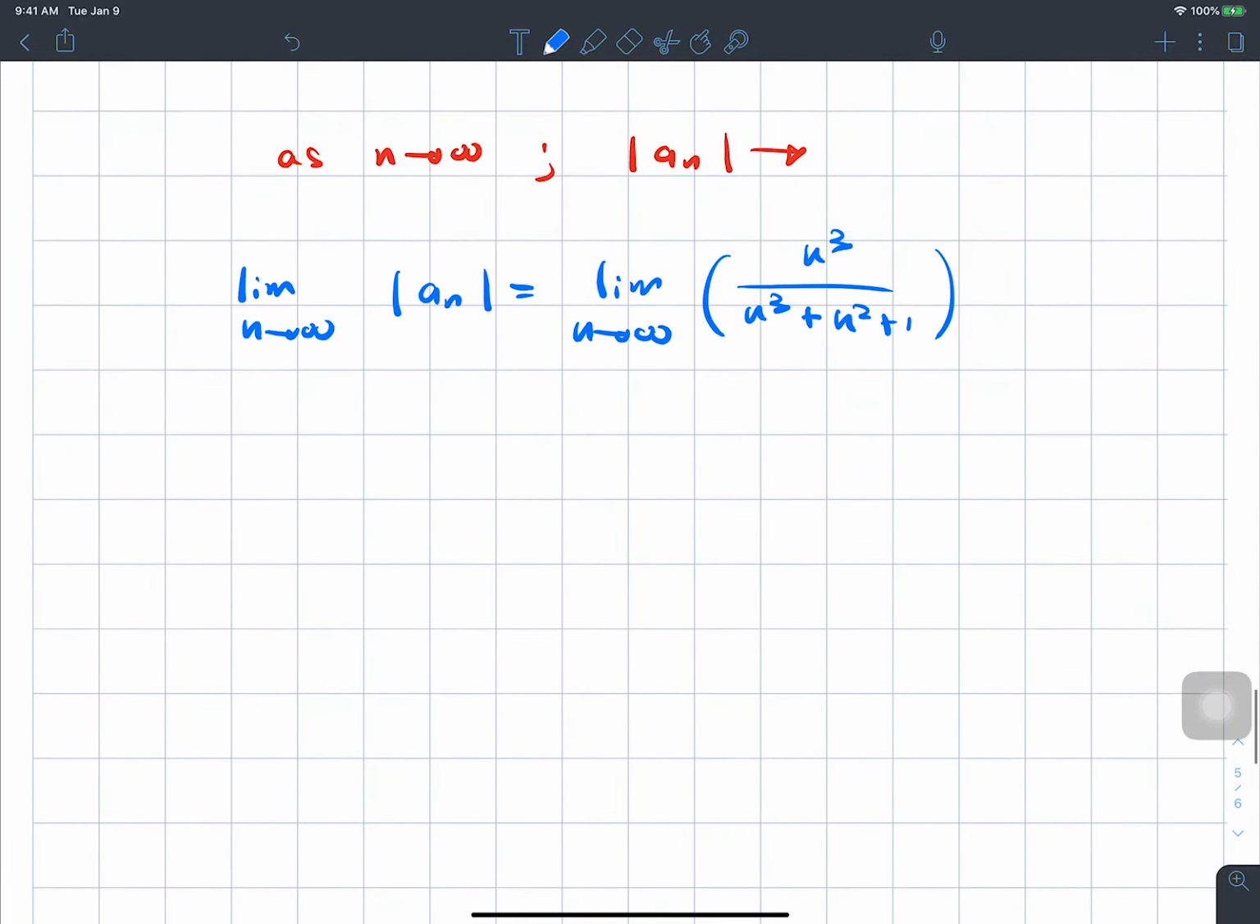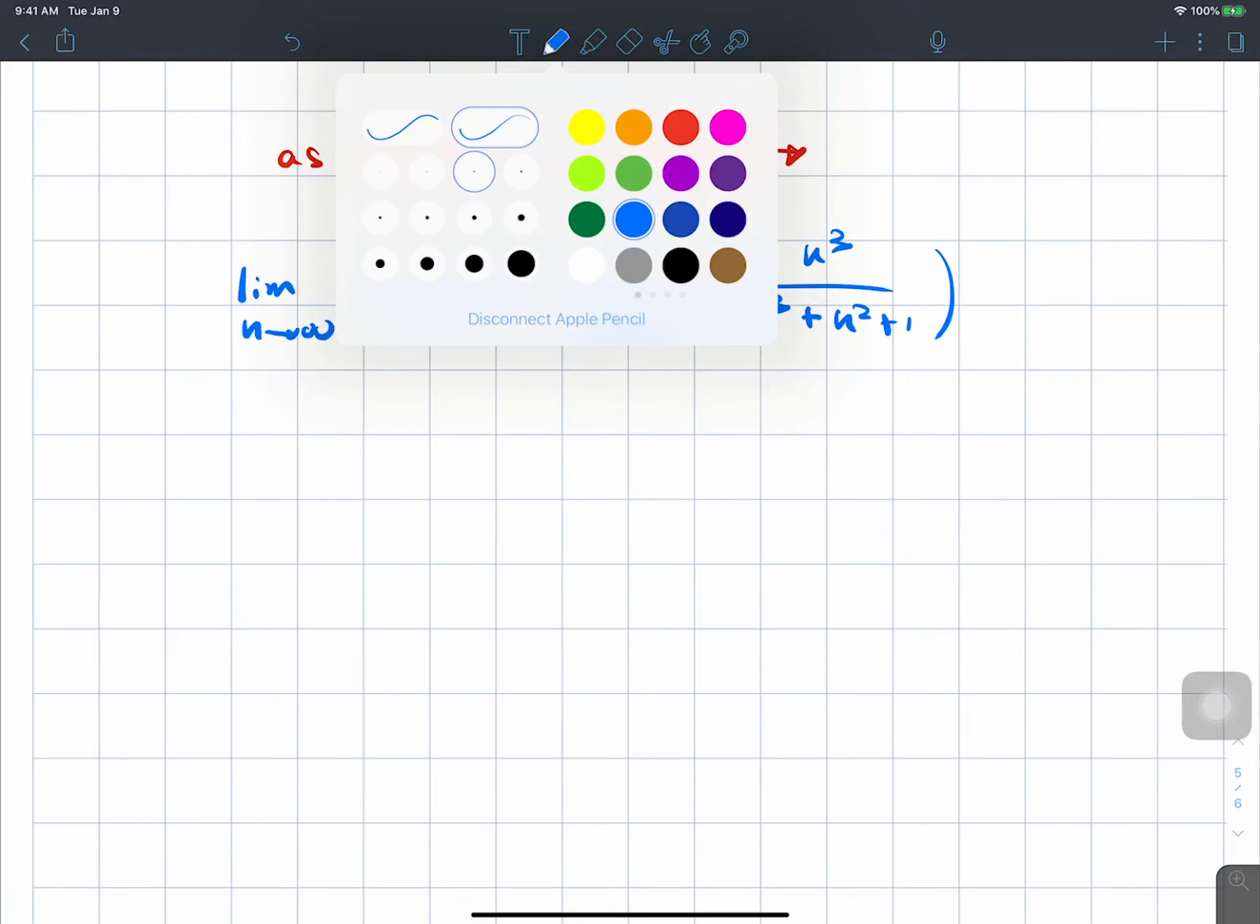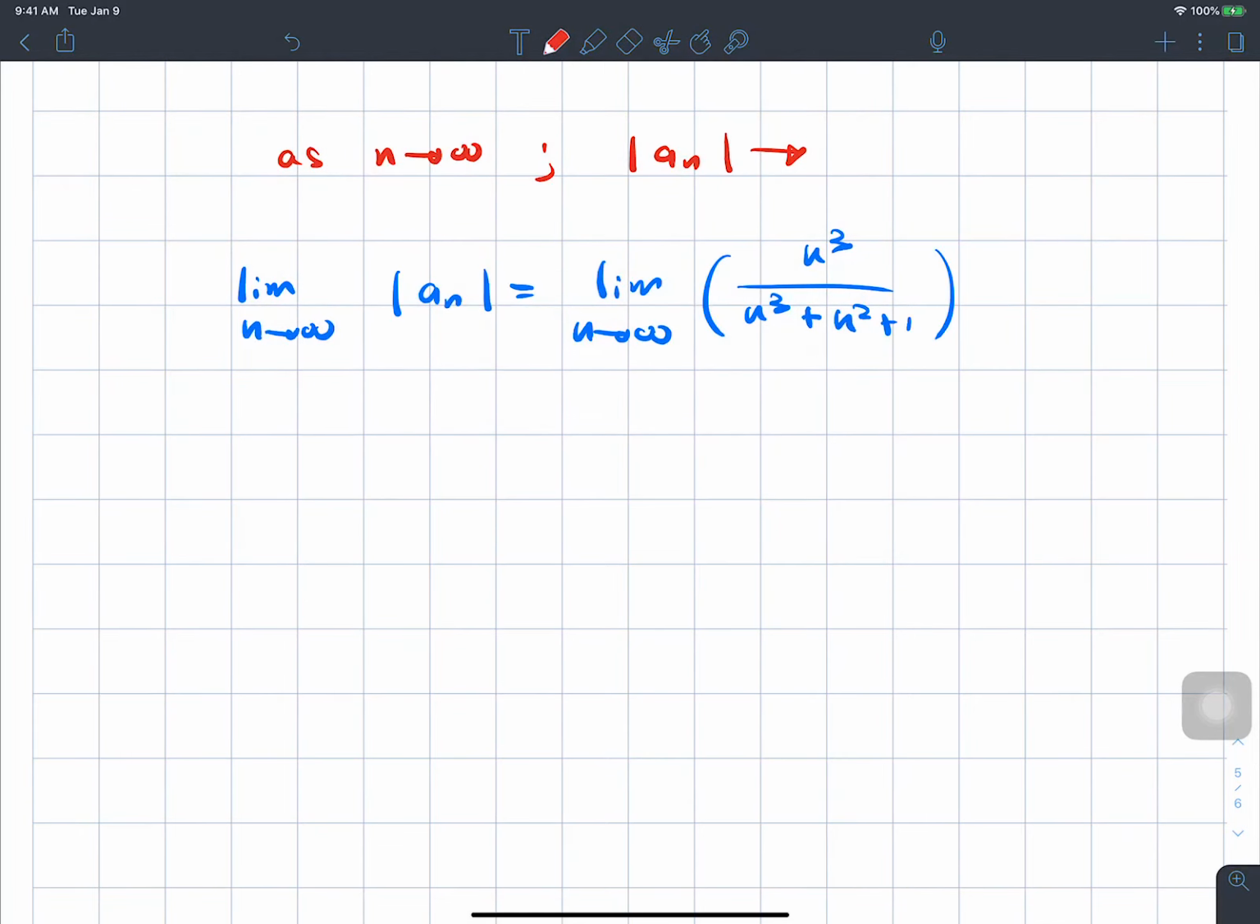Okay. Now, here's the thing I want you to know. Just like we did in the past, this is strictly a polynomial here in the numerator and denominator. It's a rational function. You always divide by the variable with the highest power in the denominator. And in this case, it's n cubed. So this would be n cubed, n cubed, n cubed, divided by n cubed.